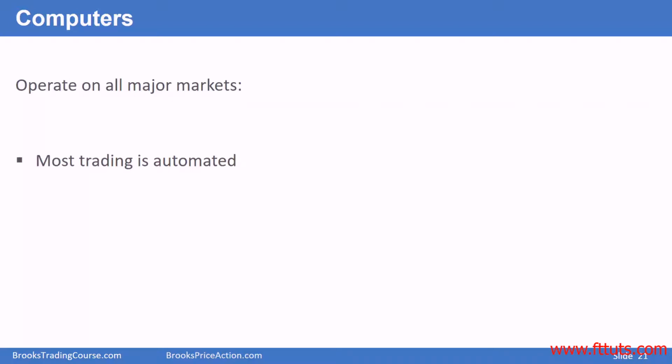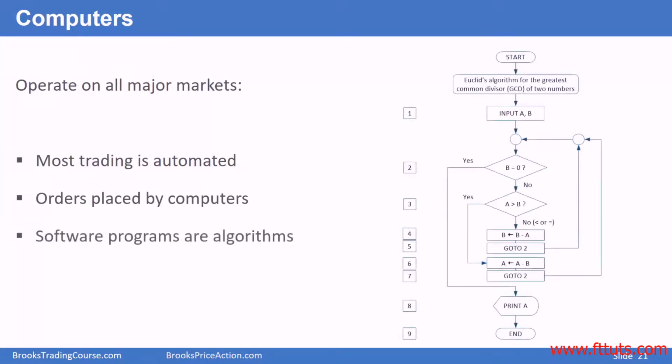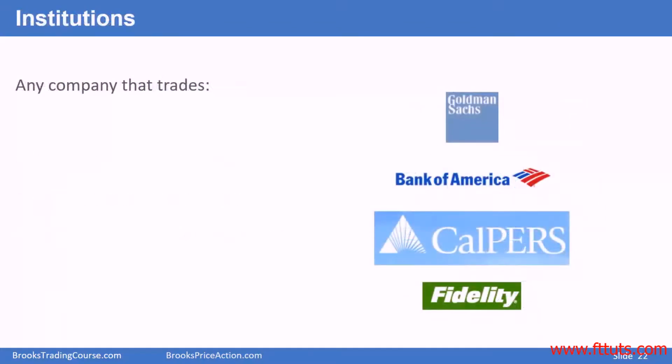Computers, you cannot get around the reality that they control all major markets. Most trading nowadays is automated. That means the orders are placed by computers, and software programs, which are called algorithms, are making decisions about when to buy, when to sell, when to add on to positions, when to slightly reduce positions. Here's an example, a flow chart of an algorithm.